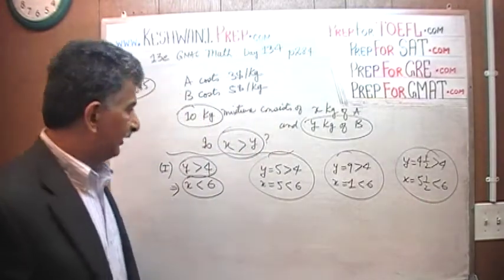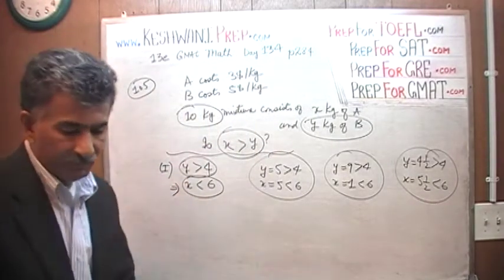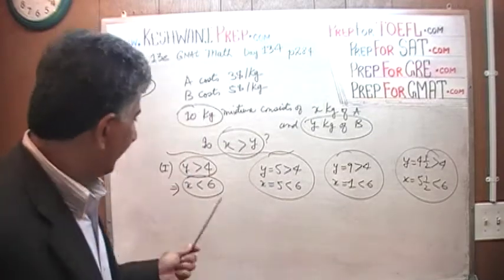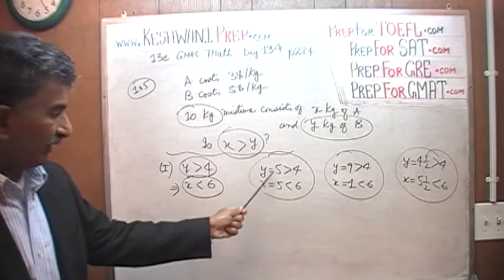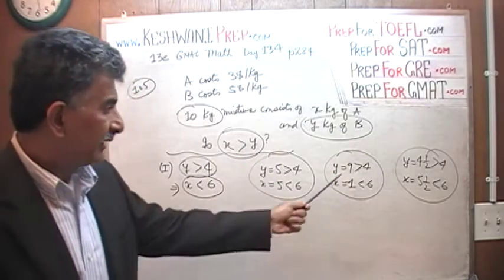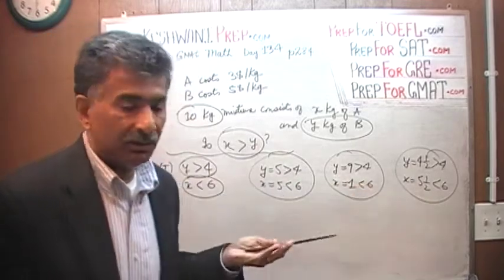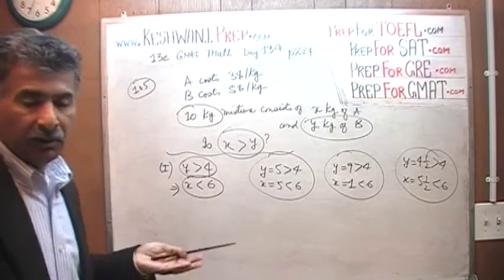We really can't tell, just by knowing that y is more than 4 and x is less than 6, if one is bigger than the other. They might both be the same size, that is 5 kilos each, or one might be less than the other. Here y is bigger, here x is bigger. Here they're equal. I've shown you 3 different scenarios, it could go any of these ways.